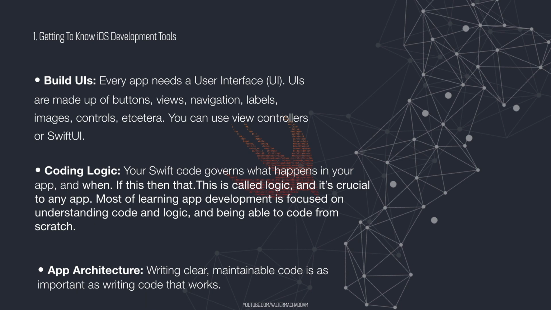Coding logic. Coding logic is writing code that makes sense. App architecture is writing clear code that works.